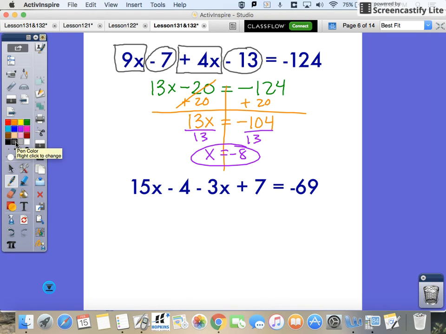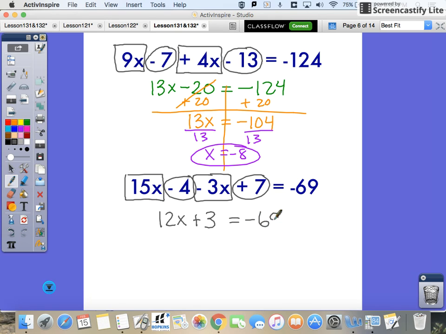All right, pause the video if you want. See if you can code this with shapes. Here's an x term. Here's also an x term. Make sure you include the sign in front. Here's a constant. Here's a constant. So now we'll combine like terms. So 15x's minus 3x's, that's 12x's. Negative 4 plus 7 is a positive 3. Then we'll do like before, drop a line and subtract 3, subtract 3. 12x equals, this is negative 72 now. Divide by 12, and we get x equals negative 6.